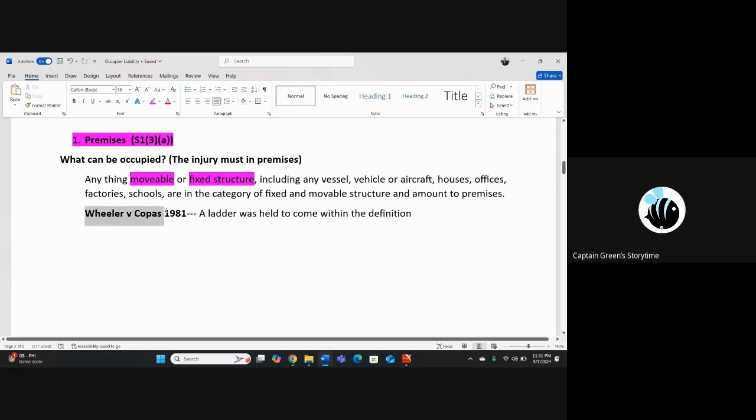We have a case of Wheeler v Copas, and it tells us that a ladder was held to come within the definition. A ladder was held to be within the definition.